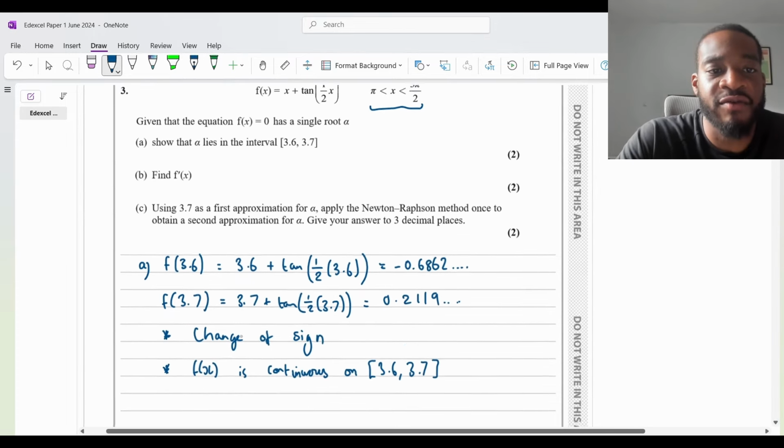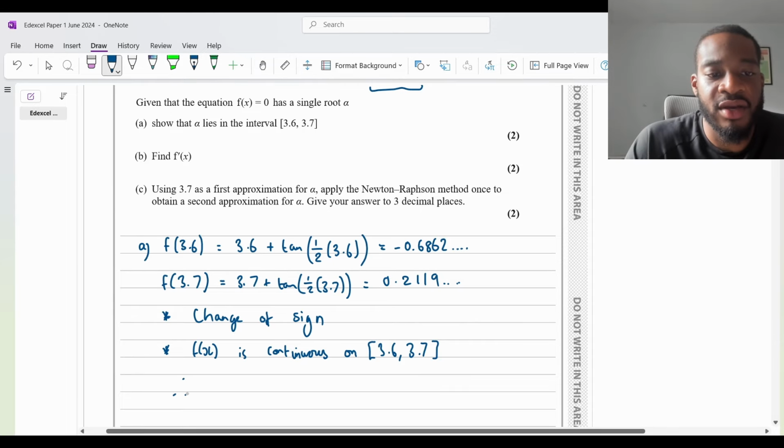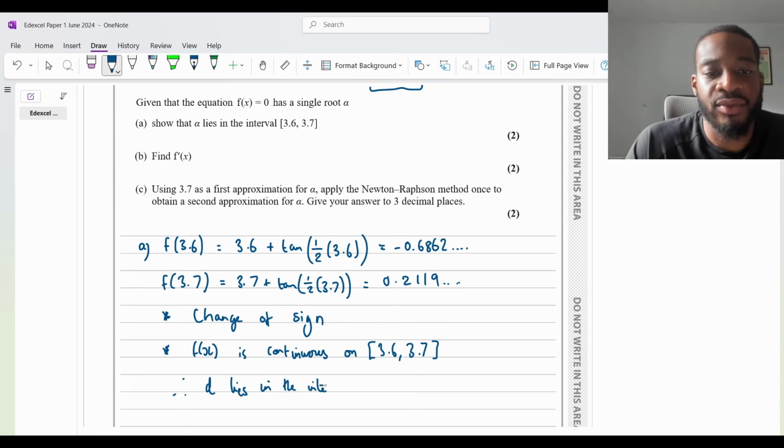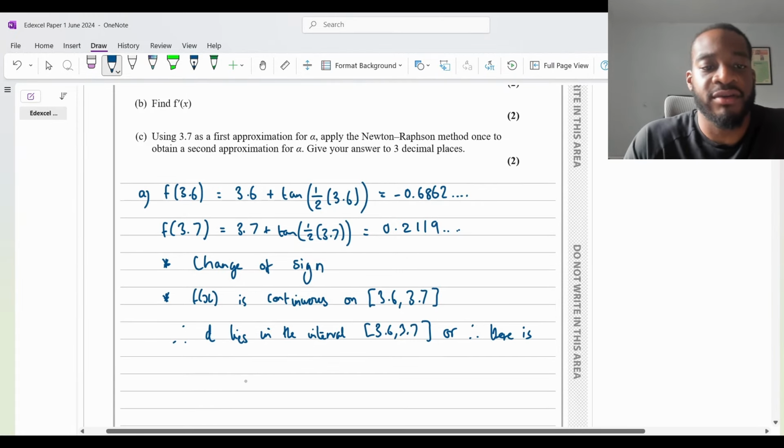And now you want to just summarize what you've done. So you're going to say now, therefore, alpha lies in the interval. Or I think it might be better, to be fair, you could either say that, or you could say therefore there is a root. There is a single root alpha.